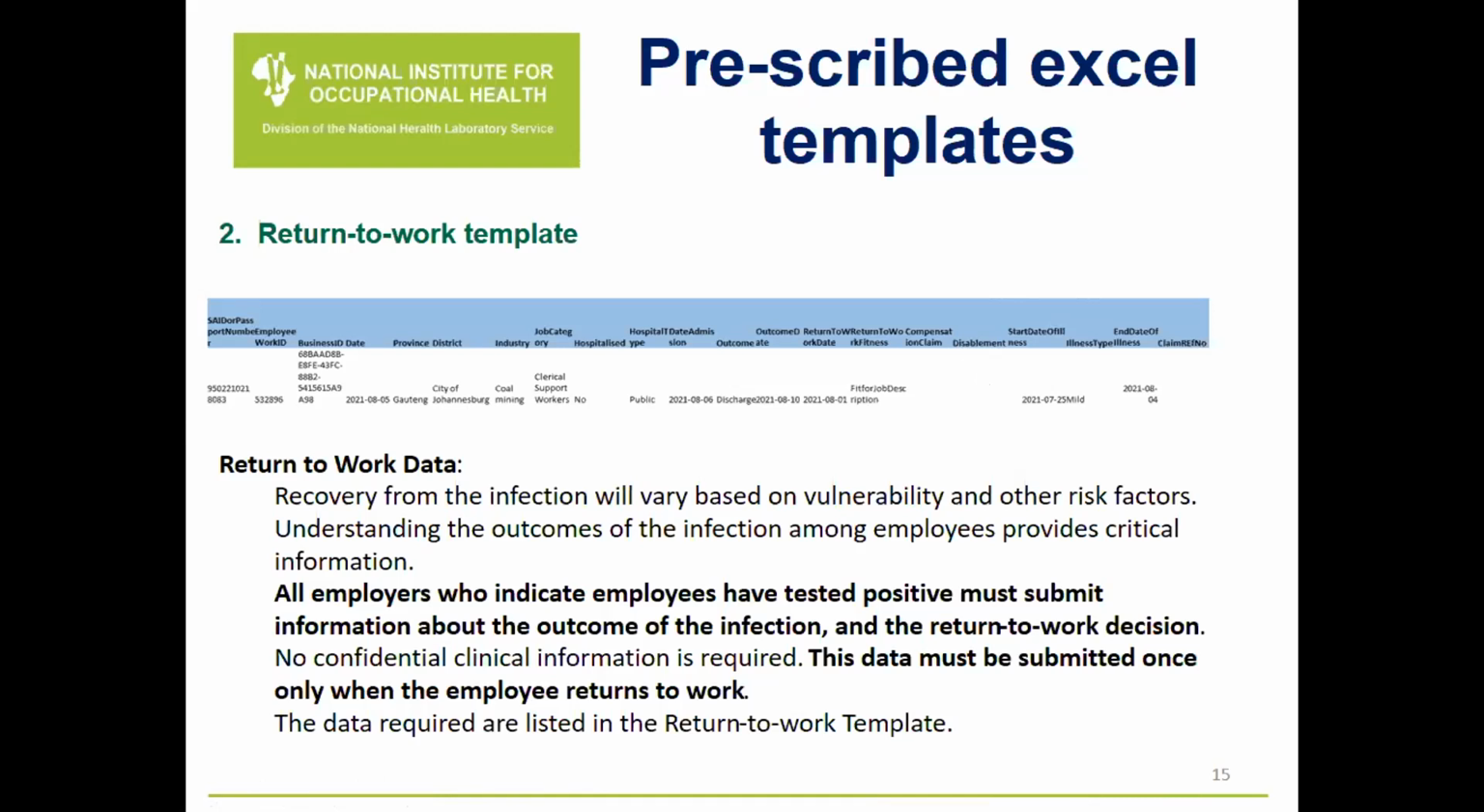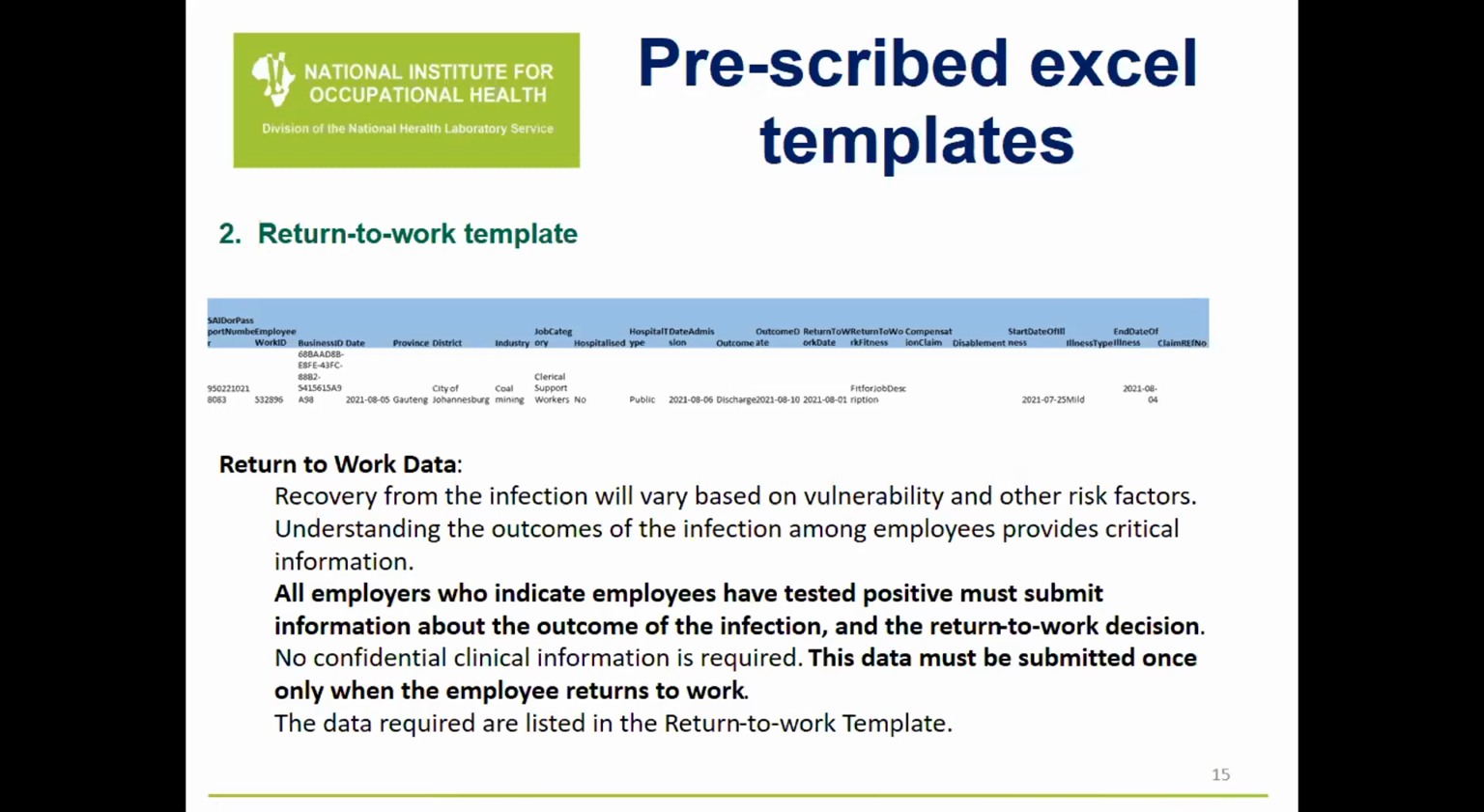And then the illness type. This is where we want to know whether the symptoms that the employee presented during illness were mild, severe, or moderate. So we've got only 3 options: severe, mild, and moderate. So you will have to choose the relevant one. If there were no symptoms, you would leave it blank.